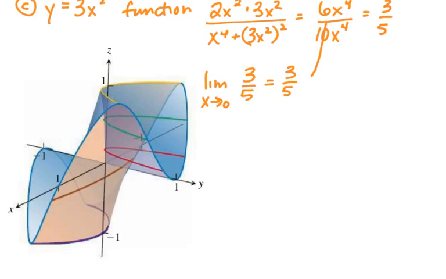So just reiterating, all of these paths, when I plugged in those functions, none of them are going to the same point. And because they're not going to the same point, then the limit doesn't exist.